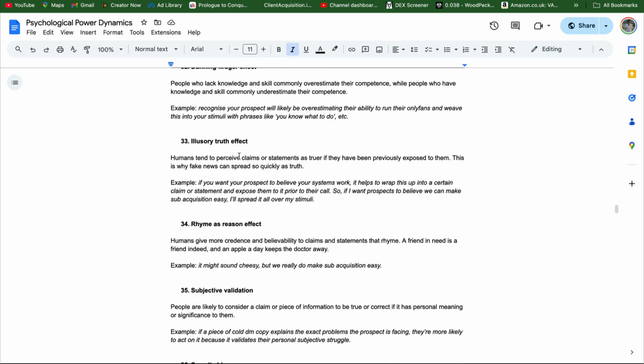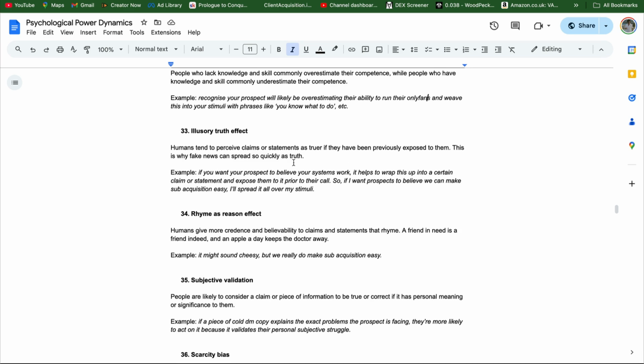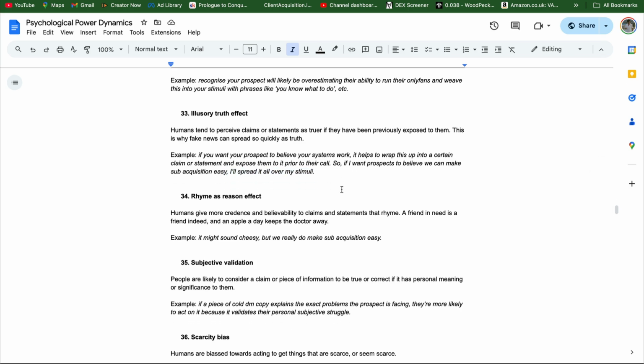Number 33, illusory truth effect. Humans tend to perceive claims or statements as truer if they have previously been exposed to them. This is why fake news can spread so quickly as truth. Example, if you want your prospects to believe your systems work, it helps to wrap this up into a certain claim or statement and expose it to them prior to the call. So, if I want prospects to believe that we can make subscriber acquisition easy, I'll spread out all of my stimuli. I'll talk about how easy it is for us to get 2,000 subs a month guaranteed, blah, blah, blah, blah, blah.